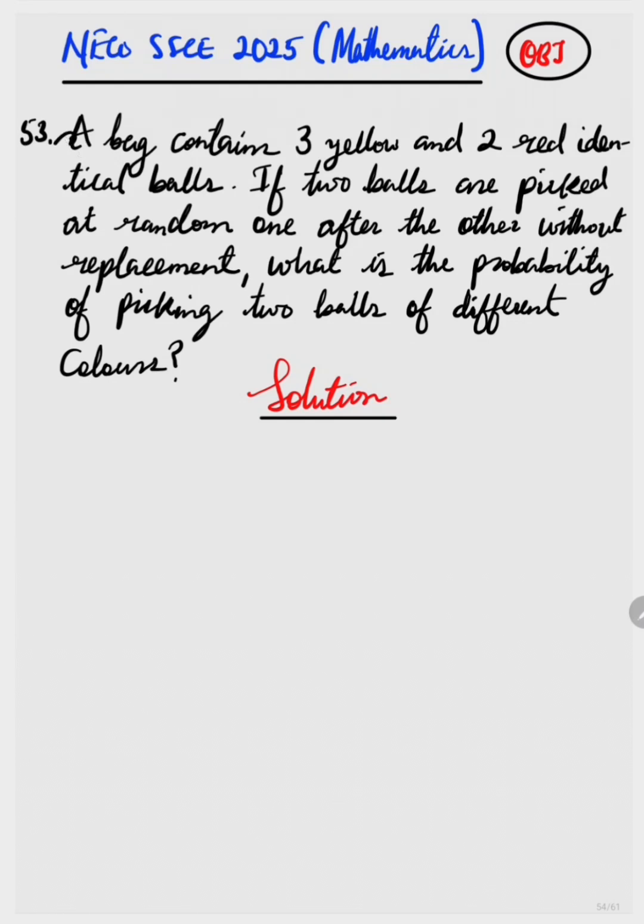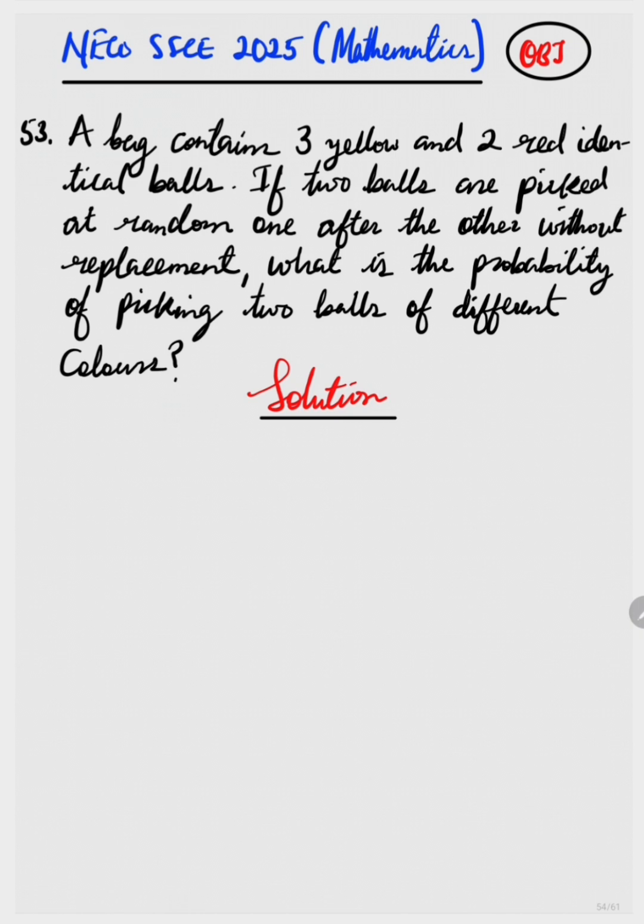This is question number 53 of NECO SSCE 2025 Mathematics Objective Past Question. It reads: a bag contains 3 yellow and 2 red identical balls. If 2 balls are picked at random, one after the other without replacement, what is the probability of picking 2 balls of different colors? Now we know that the formula for probability is expected outcome over total possible outcome.